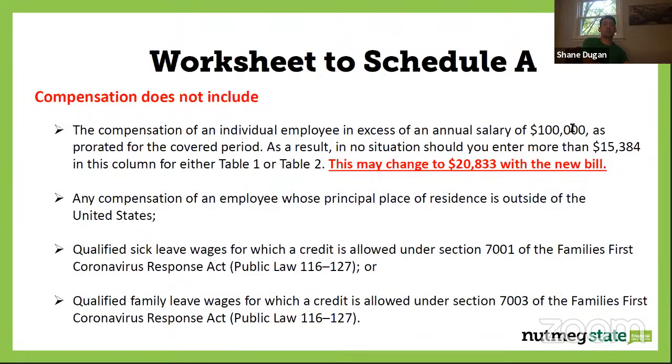Compensation does not include compensation to employees whose principal residence is not in the United States. If they're outside of the United States, they should not have been included in the application portion. You signed the application stating that. It also does not account for the forgiveness part. And then the qualified sick leave wages, which are some credits that came up in the Families First Coronavirus Response Act. Same with the family leave wages for people who were out on that. I believe this is what that refers to. Those don't count either because you're essentially going to, I believe, get some sort of other credit for those type of people.